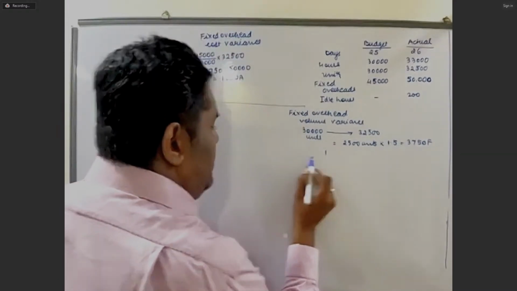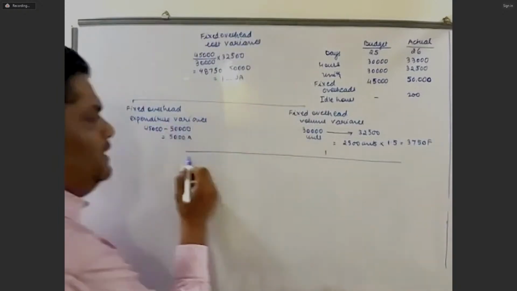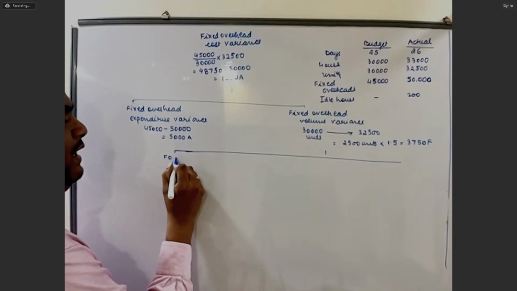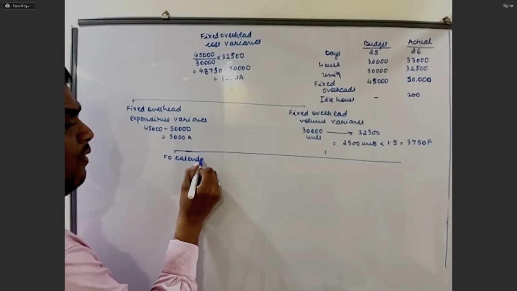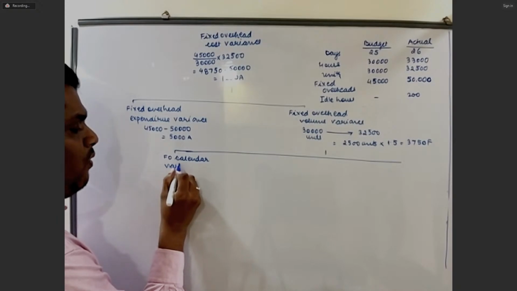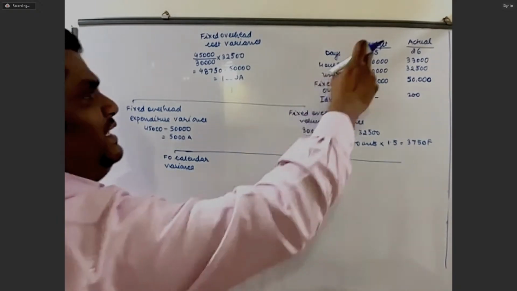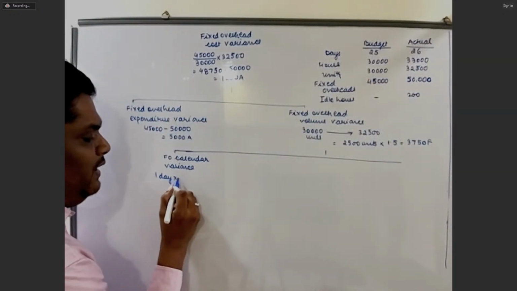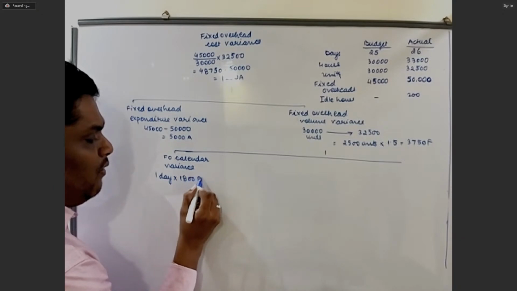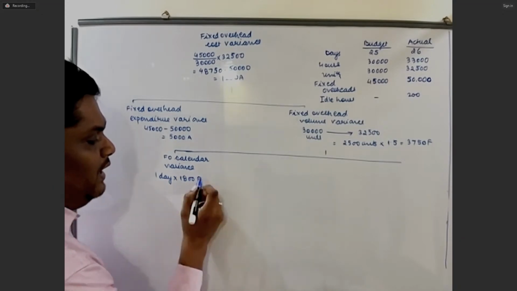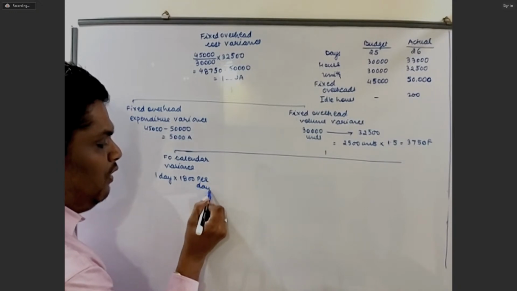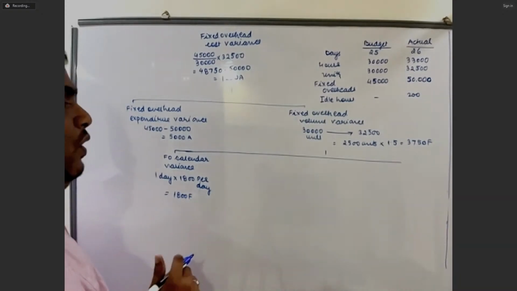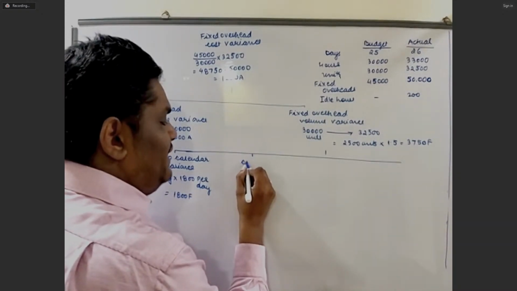Now herein, when talking about the calendar variance also, there will be no change in calendar variance. So fixed overhead, no change. That is 25 to 26 days, 1 day extra we work into the rate per day, that is 1,800 the rate per day. So this will be 1,800 favorable. When talking about capacity variance, again, there will be no change.